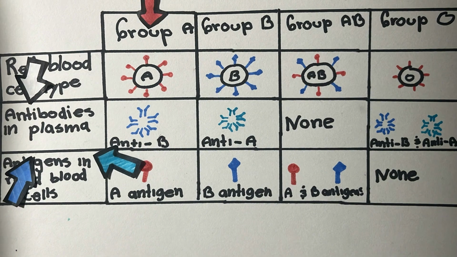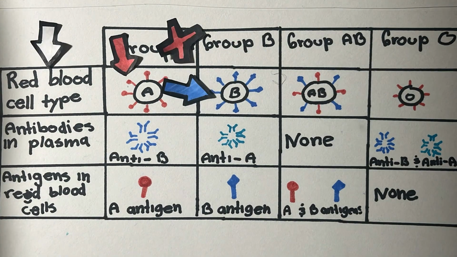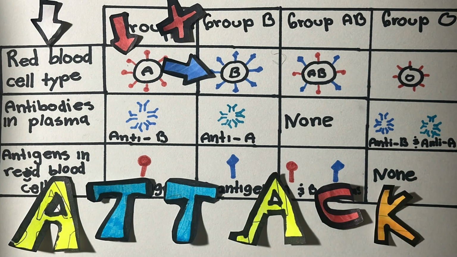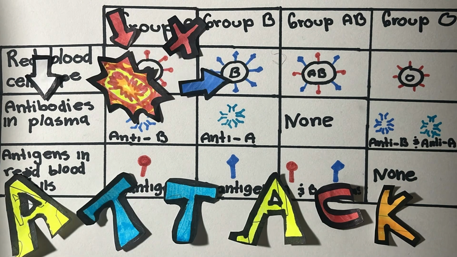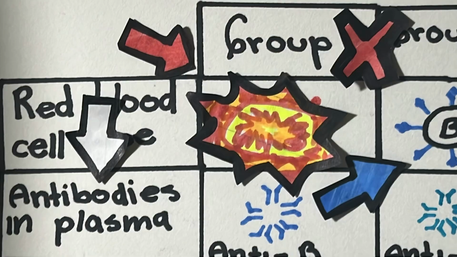Antibodies are also involved in blood typing. For example, people with blood type A have anti-B antibodies in their blood, while people with blood type B have anti-A antibodies. If a person receives a blood transfusion that is incompatible with their blood type, their antibodies can attack the transfused red blood cells.